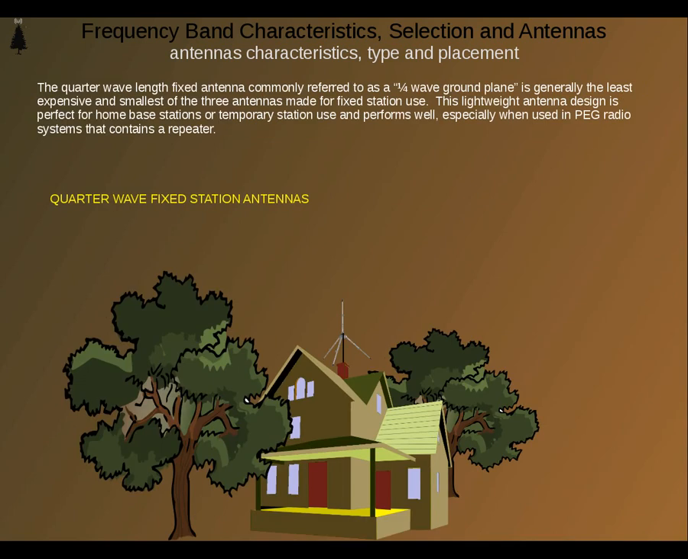The quarter-wavelength fixed antenna, commonly referred to as a quarter-wave ground plane, is generally the least expensive and the smallest of the three antennas made for fixed station use. This lightweight antenna is perfect for home base stations or temporary station use and performs well, especially when used in PEG radio systems that contain a repeater.